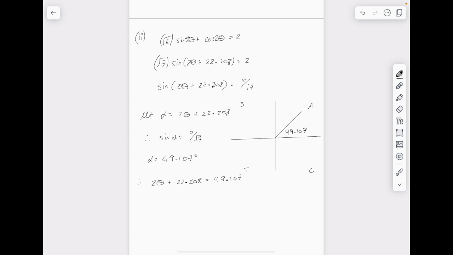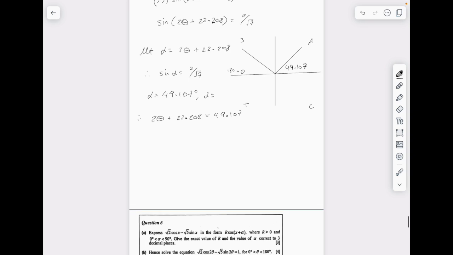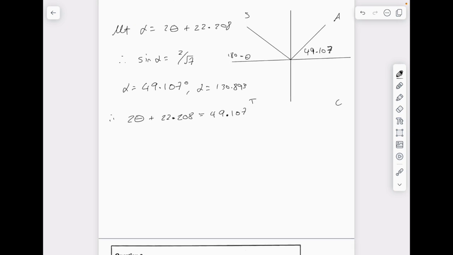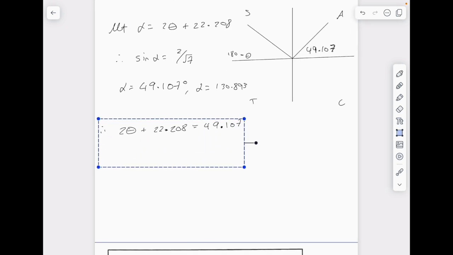We're solving for sine. So we're looking for where in this quadrant here, and that's going to be 180 minus theta. If I type that into my calculator, that's going to give me 130.893. Okay, fine. So we've got two references here.